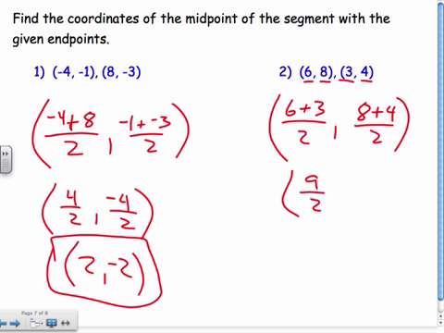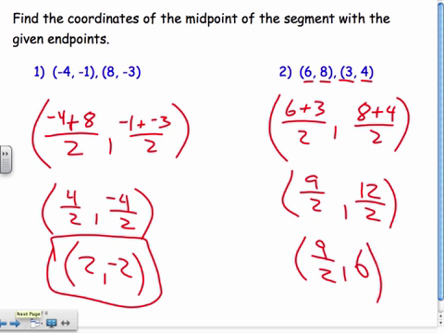If I get a fraction, let's just leave it as 9 over 2. You can write 4.5, but 9 over 2 is just fine. And 12 over 2, so we got 9 over 2 and 6 for our point. There you go. So midpoint, much better.